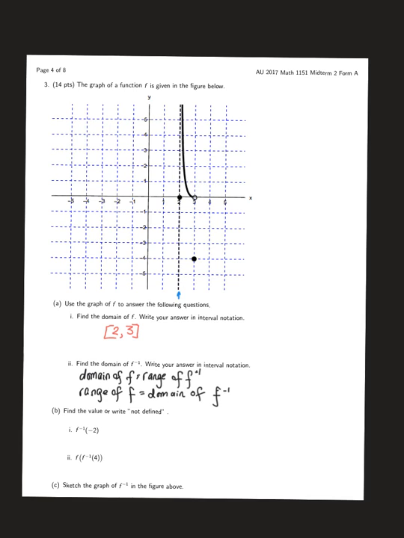And we're being asked here for the domain of F inverse. So I'm going to go ahead and look for the range of F, because those two things are synonymous, just like the domain of F is synonymous with the range of F inverse. So let's go ahead and look for the range of F. Remember, range here refers to the y values that our function can take on.